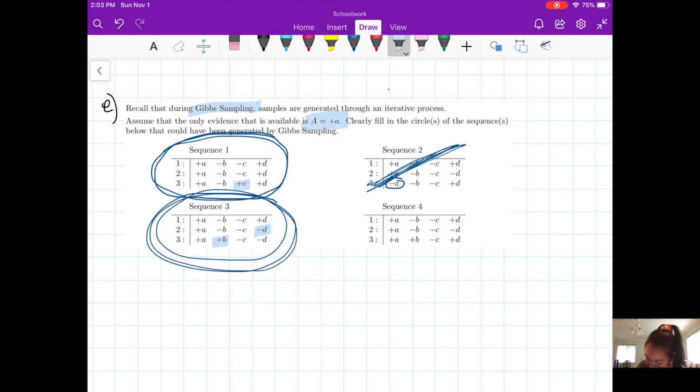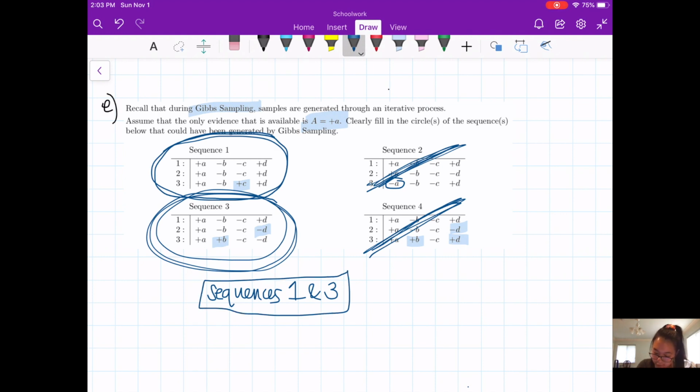And now sequence 4. In the first one, D became negative, but then both B and D became positive. That cannot happen because it's two variables changing, so sequence 4 is a no-go. That means the valid Gibbs sampling results are sequences 1 and 3. Cool. So that's it for problem 1.